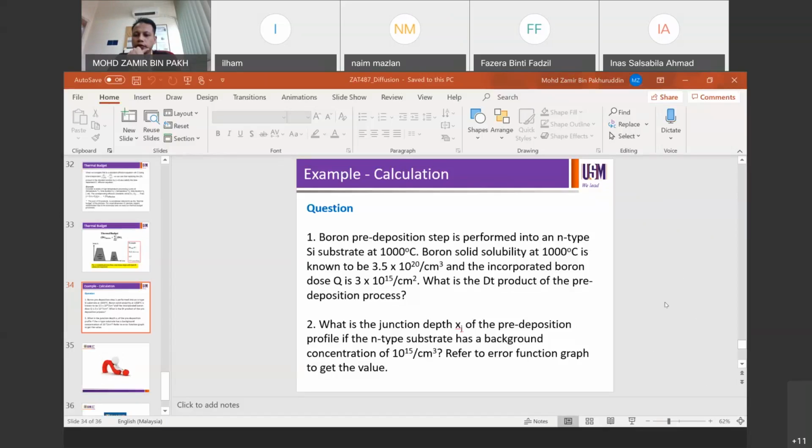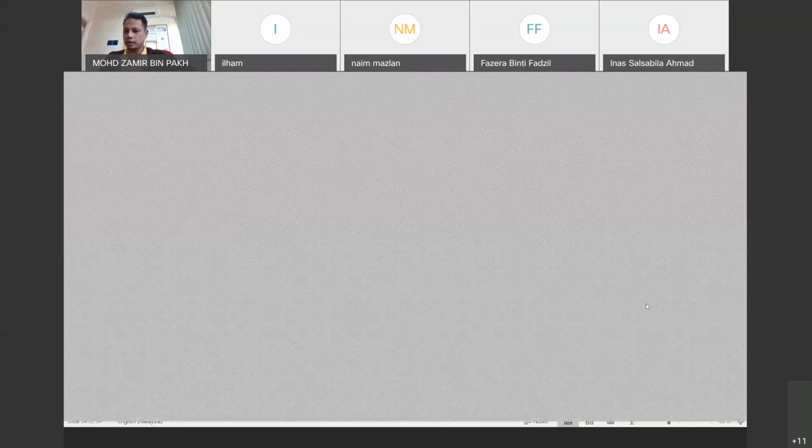Not sure. Okay, hold on. I'm not sure. Not okay, right? You don't know how to use the error function graph. Okay. Siapa yang dah dapat? Anyone? Amirah? Ada dapat? Amirah? Error function graph. So anyone got it? So let me show you.